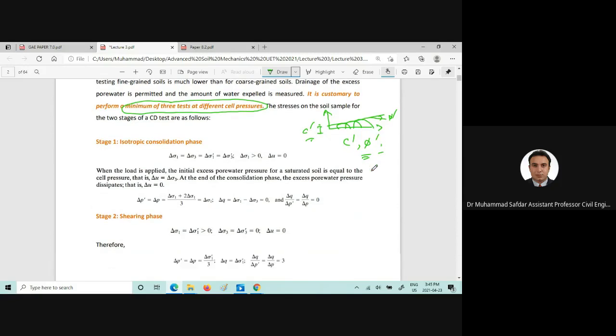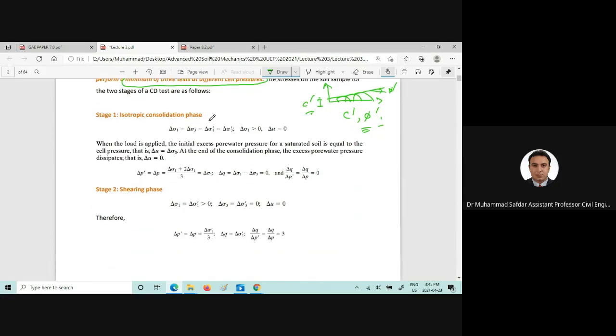Now, in isotropic consolidation stage, so we all know that we apply sigma 3 and delta U is equal to 0.